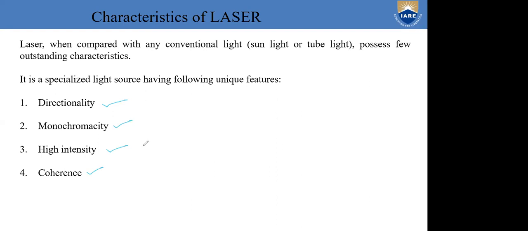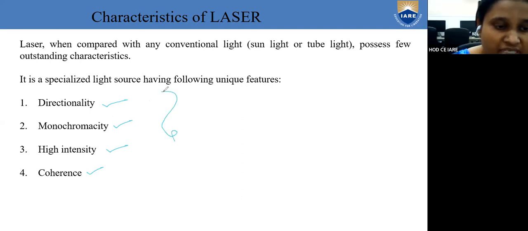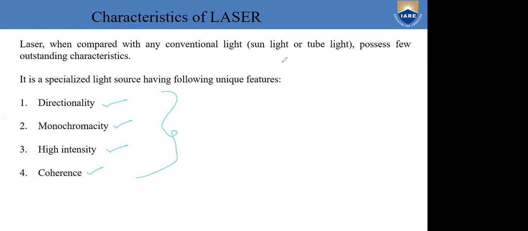Yes, ma'am. Okay. So these are the four characteristics of laser light which make it completely different from normal light. So we are going to see what exactly each characteristic is. I think yesterday we discussed directionality, students. What did we discuss about directionality? Laser light moves in only one direction.